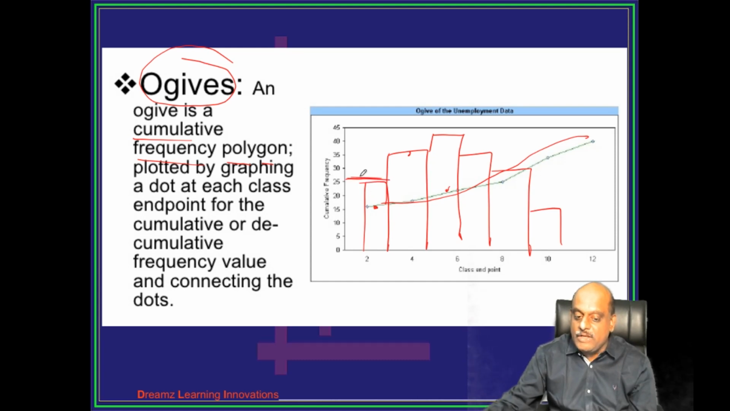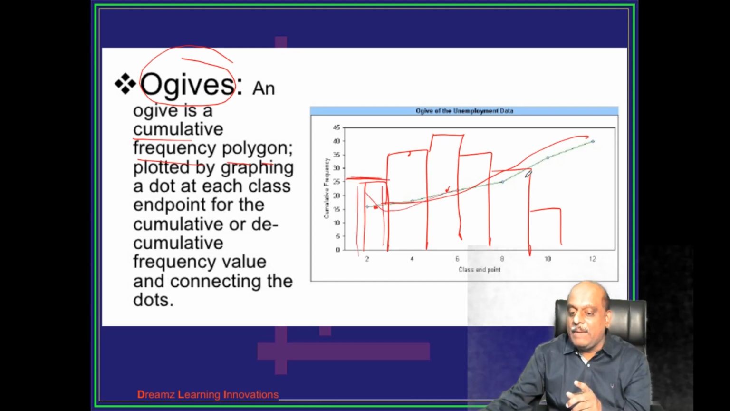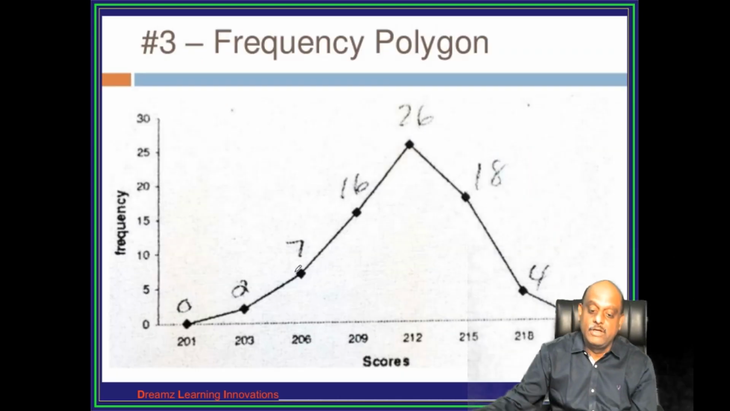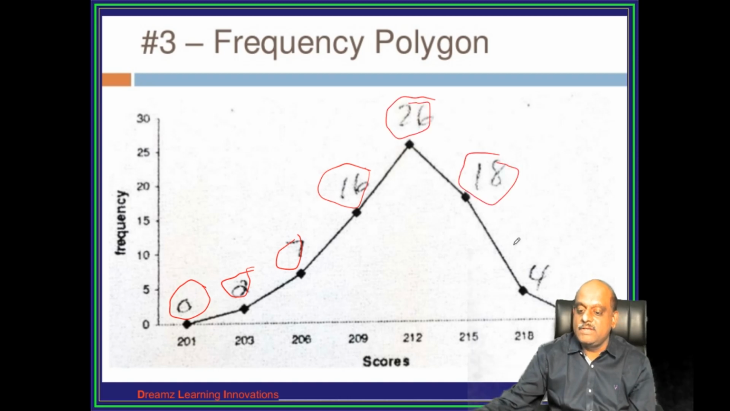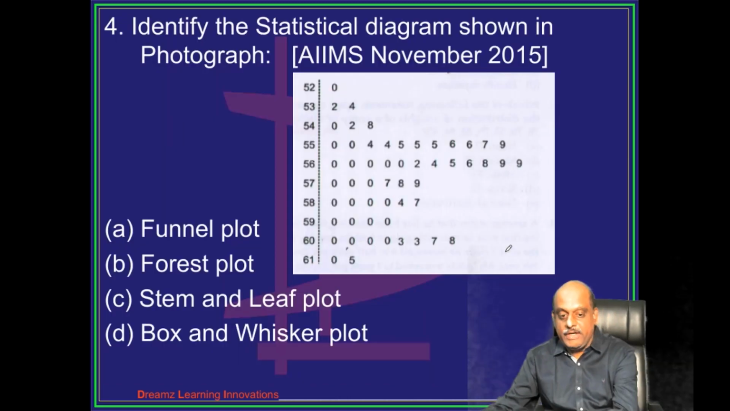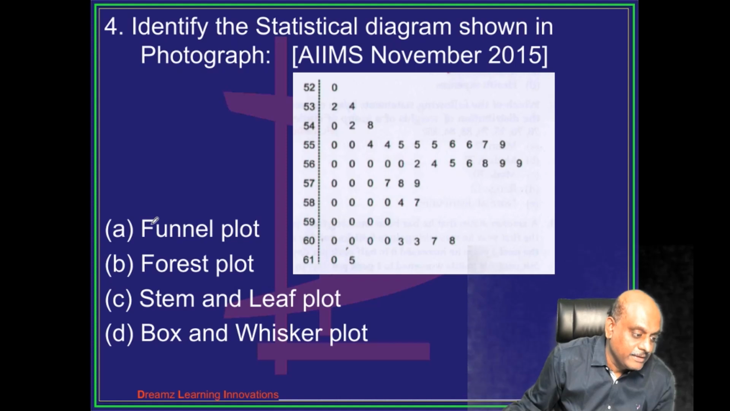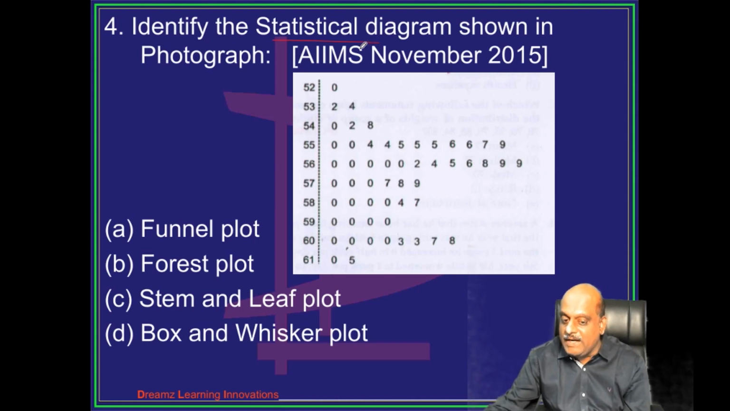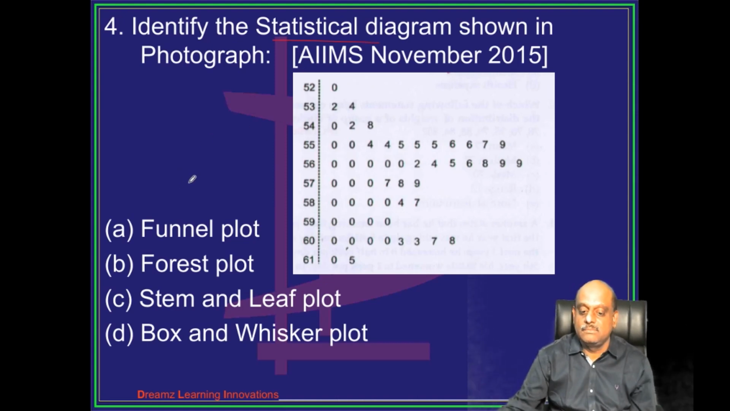So the top of each of these bars, if you happen to create a point and add it, that becomes an ogive. So this is how the frequency polygon is an ogive, is what you need to understand. Now comes an interesting question. Identify the statistical diagram which is being shown to you.